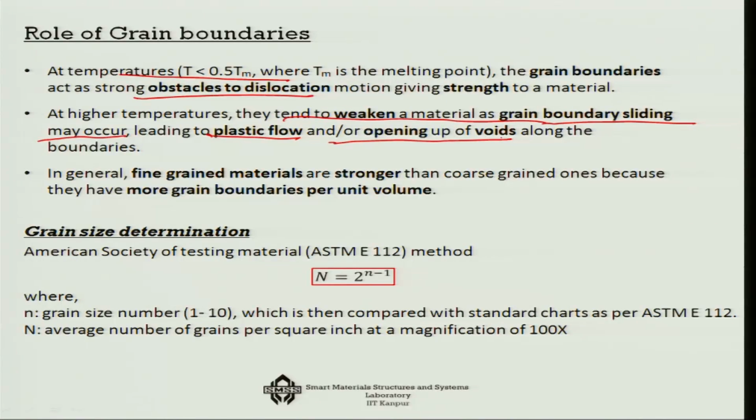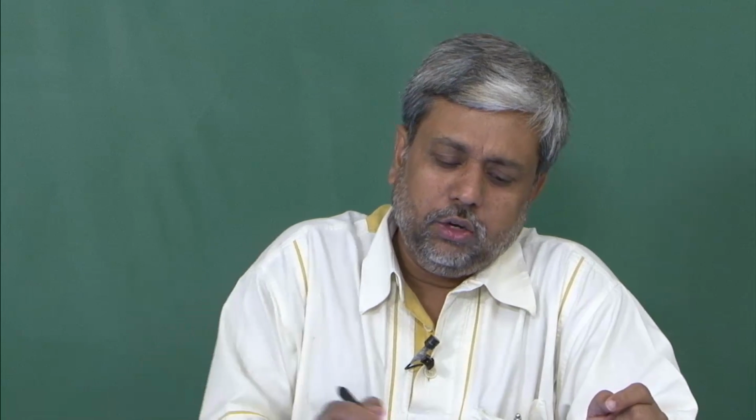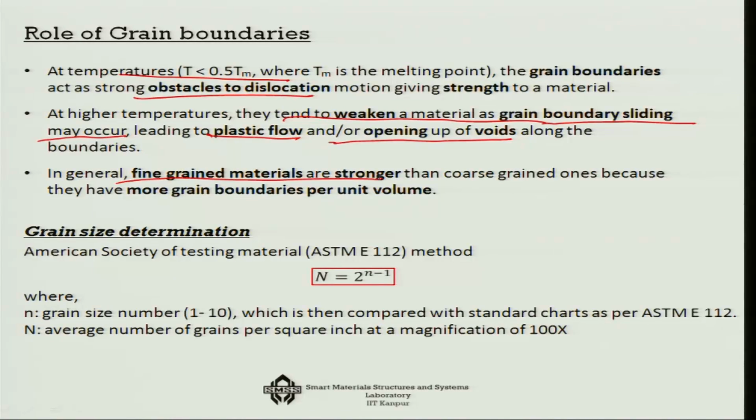In general, what we think is that single crystal structures are good. Otherwise, if you have to go for a polycrystal structure, then you should go for fine grain materials, which are actually stronger than coarse grained ones. Why? Because they have actually more grain boundaries per unit volume. So, grain boundaries are actually making the structure stronger.